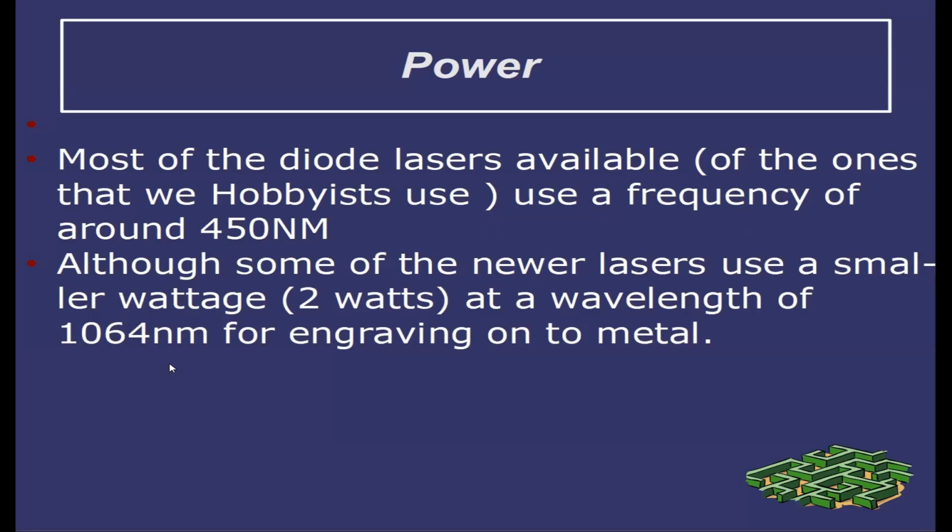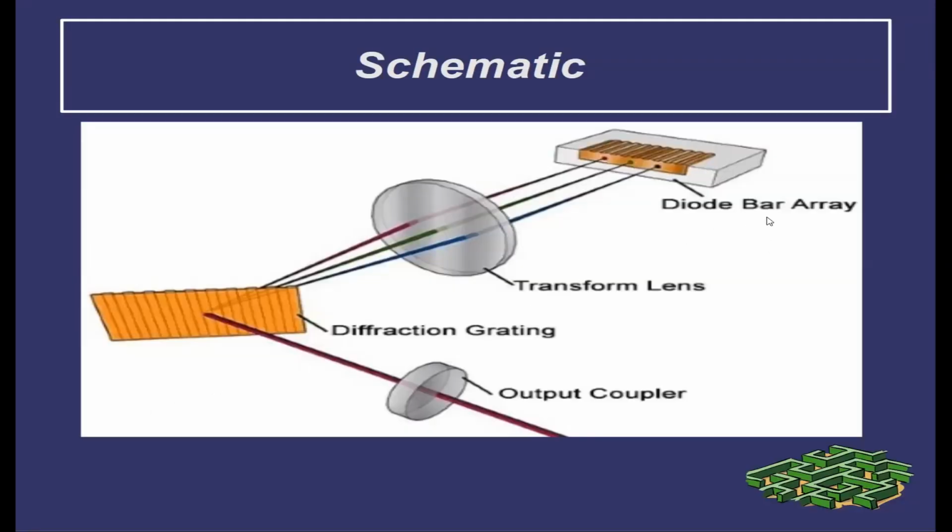Some of these new lasers that are coming out, as a matter of fact, the Falcon has just released a new laser to plug into its Falcon 2, which is only 2 watts, but the wavelength is shifted to 1064 nanometers so that it can engrave on metal directly onto stainless steel, etc., which you cannot do with a 450 nanometer laser. Here's a picture of a general laser.